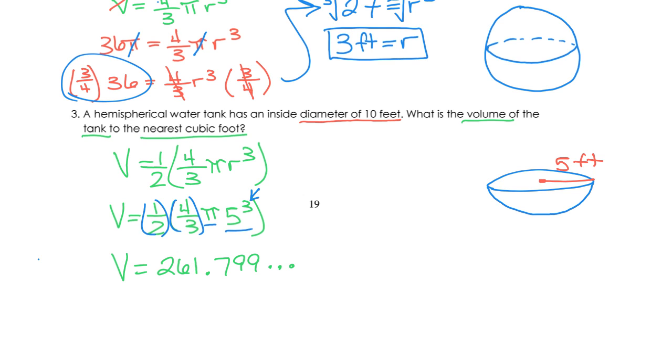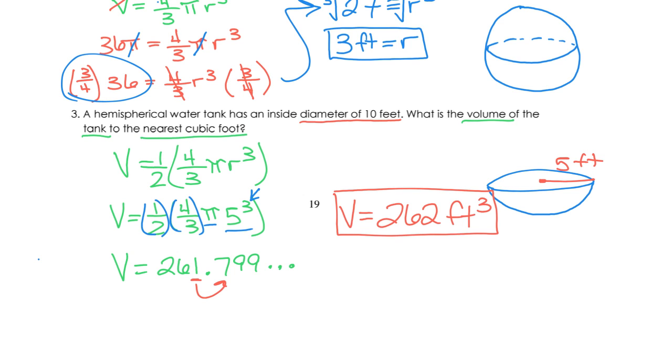261.799... Okay. Since they went to the nearest cubic foot, and that doesn't say anything about tenth, hundredth, or thousandth, that means no decimals. We're rounding at this 1 here for the nearest cubic foot spot. Okay, but looking next door, it's a 7, and it's going to round it up to 262, and we're in feet cubed. And there's the volume of our hemisphere. Okay.